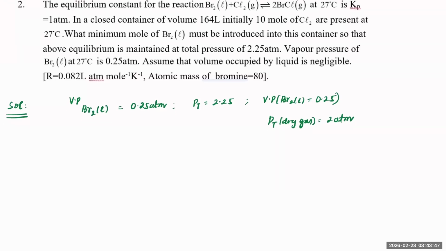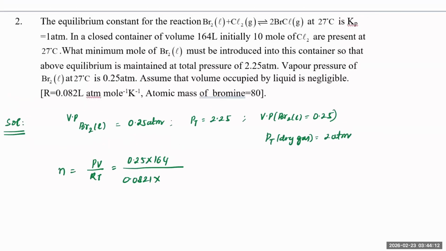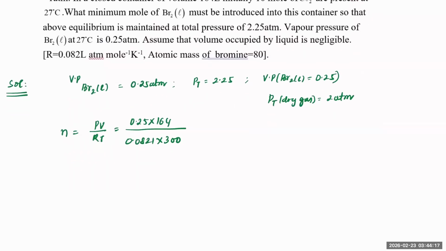And moreover, to maintain the 0.25 atm of pressure, how much bromine must be in the vapor state here? Let us put that in terms of number of moles. We can write it as PV by RT, which is 0.25 into the volume. How much is it given? Yeah, 164, divided by 0.0821 multiplied by the temperature, which is 300 kelvins. Got it? Now solve it. I think this is coming as 5 by 3 moles. I'll keep this aside. Let us keep this as 1.